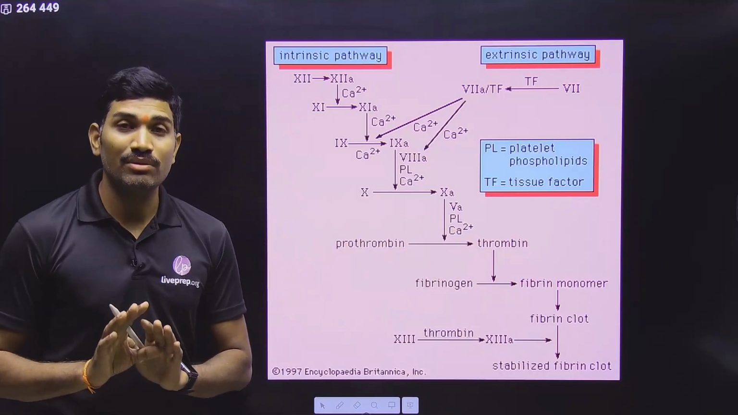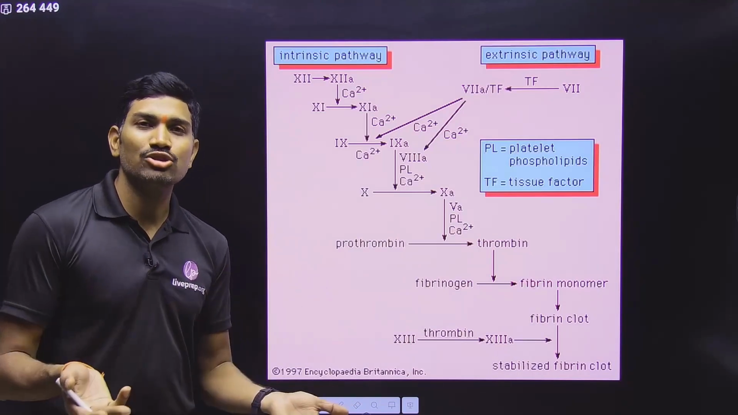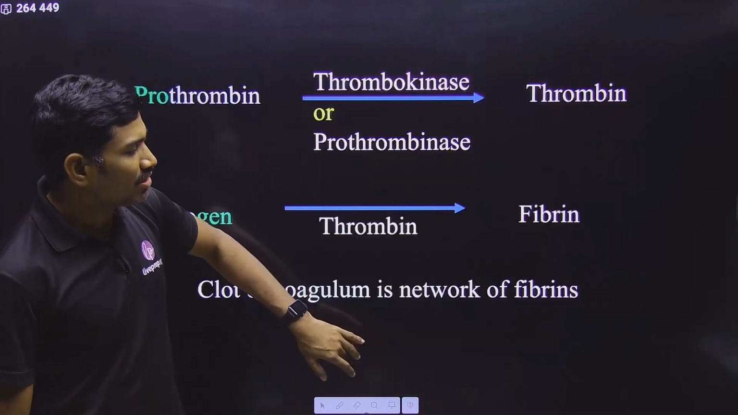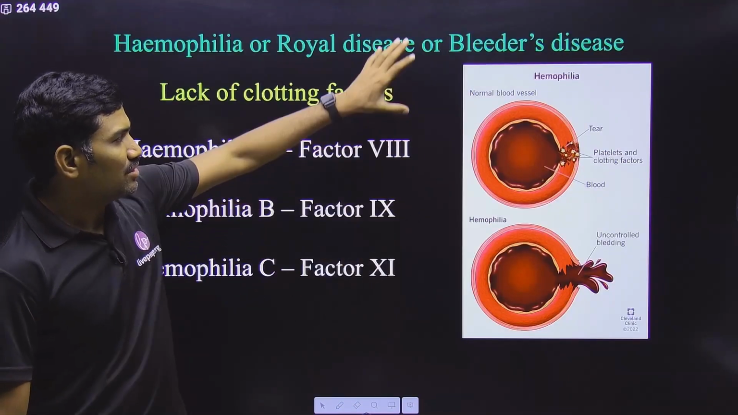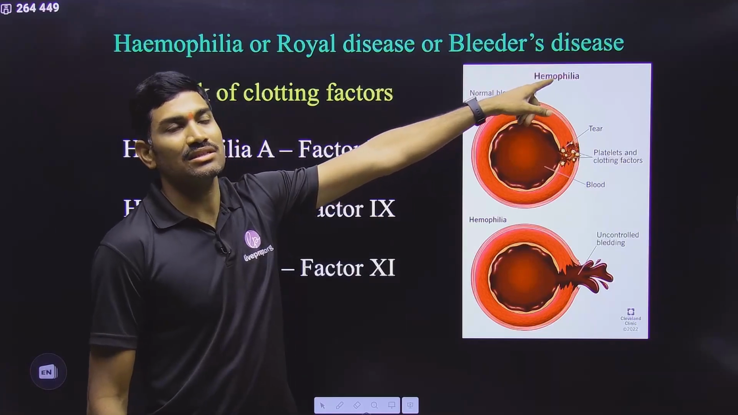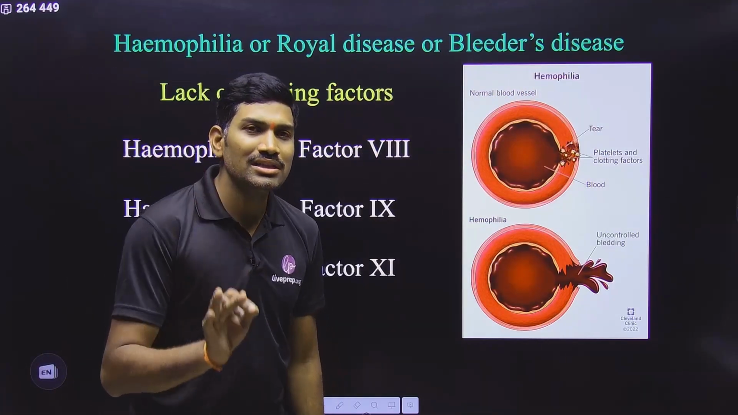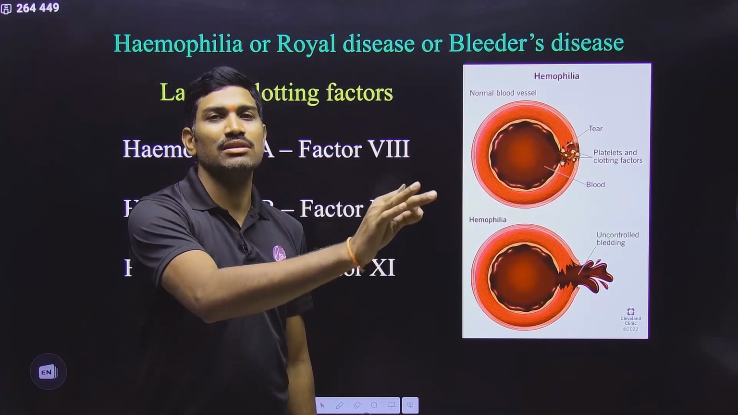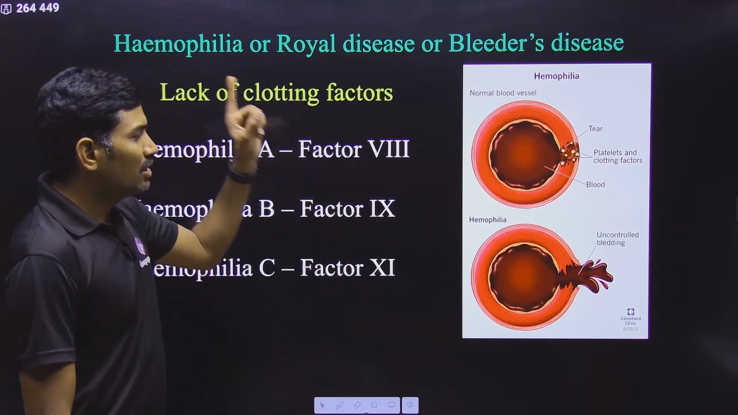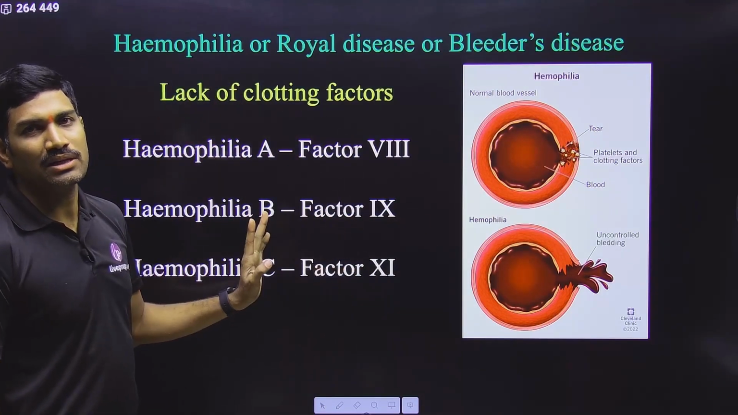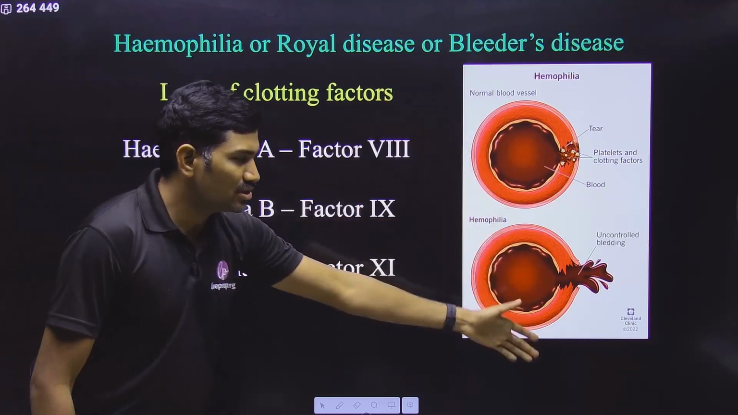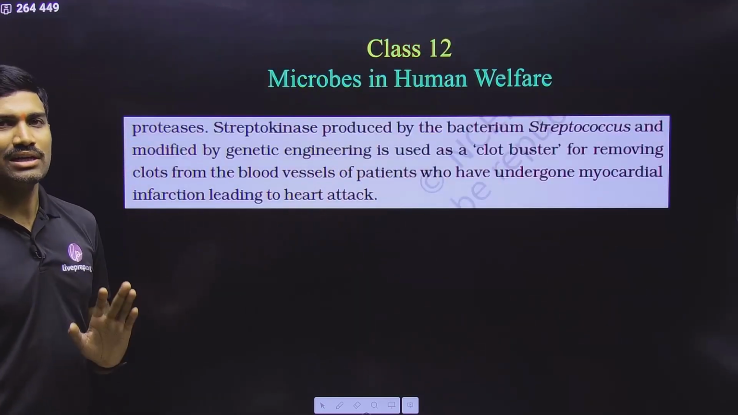So blood clot cannot be formed, and so much blood will be lost. That is the reason why hemophilia is called a bleeder's disease. All these names were clearly given in class 12, principles of inheritance and variation. You should compulsorily remember this. Clear? So in this way, hemophilia is one important example.